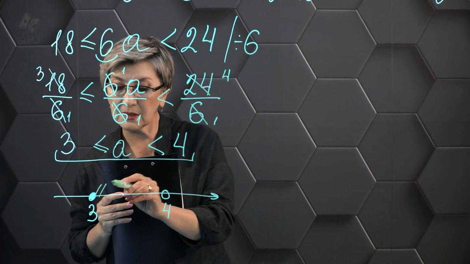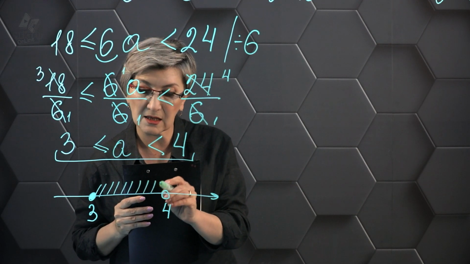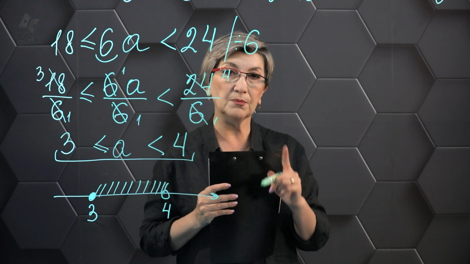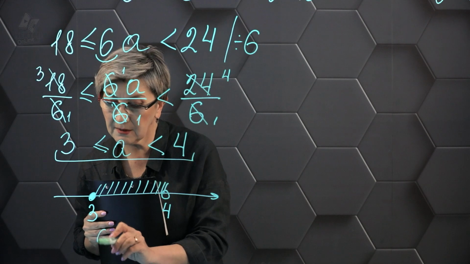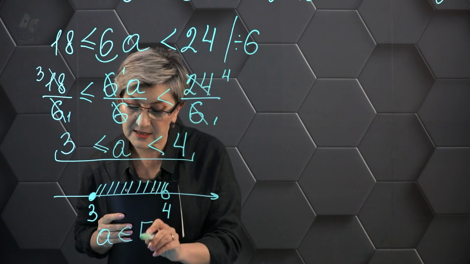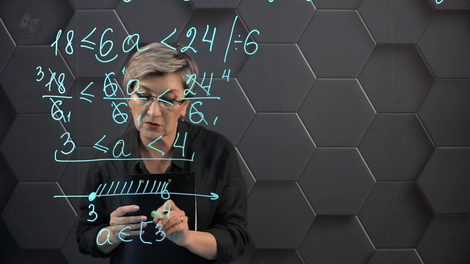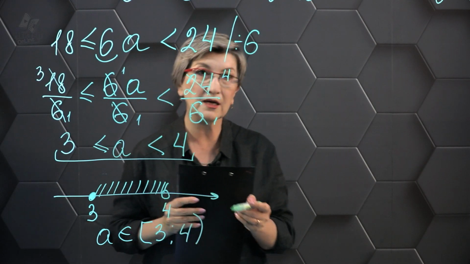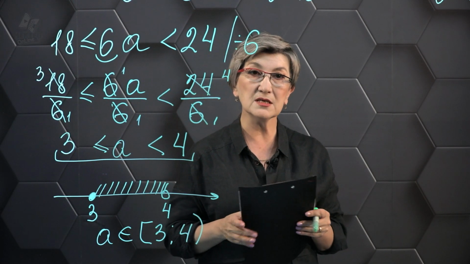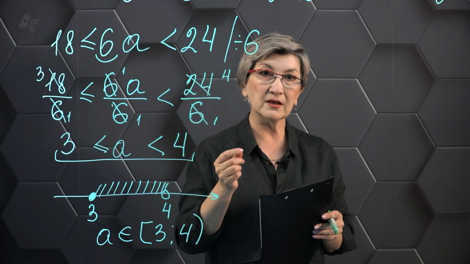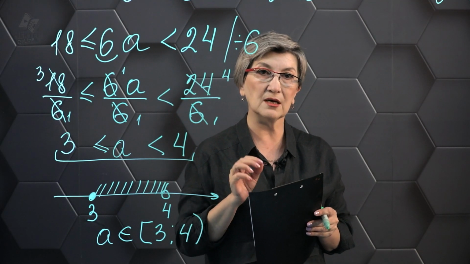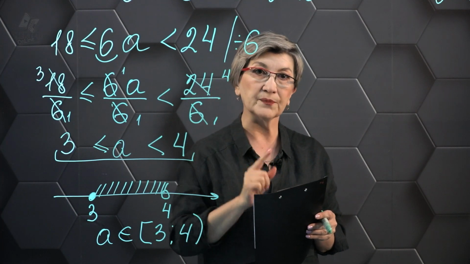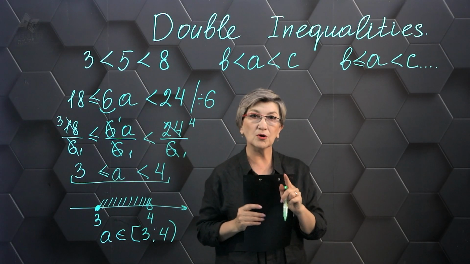Therefore, our solution lies within this interval from 3 to 4. Moreover, the number 3 will be a solution, so I write it in square brackets. However, the number 4 is not a solution. As you can observe, we followed the rule of dividing every part of the inequality by the same positive value.